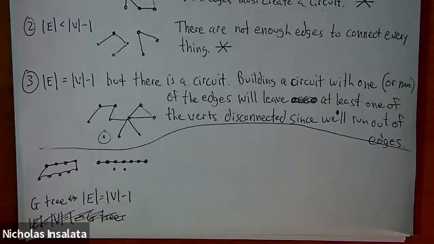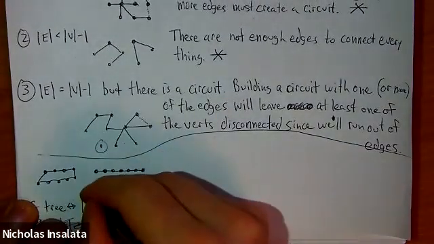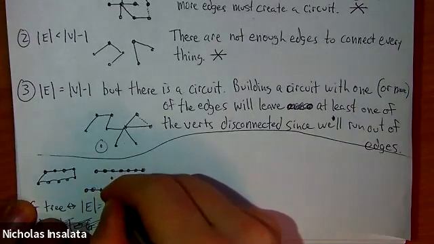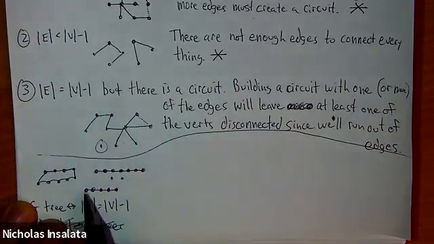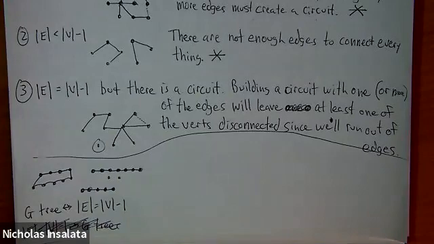Okay, how about a tree with 5 vertices and total degree 8? Yes, right? That's just a regular old tree. So 5 vertices, total degree 8. 1, 2, 3, 4, 5. Okay, and let's count the total degree. 1, 2, 3, 4, 5, 6, 7, 8. So there you go. Cool.